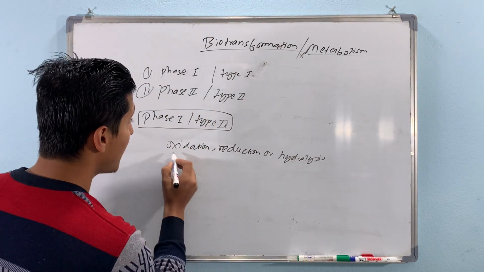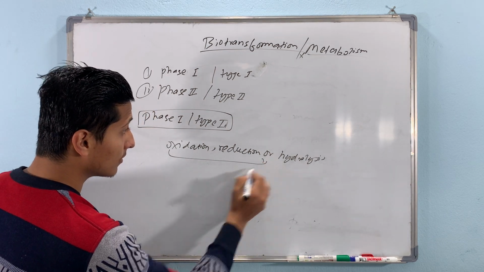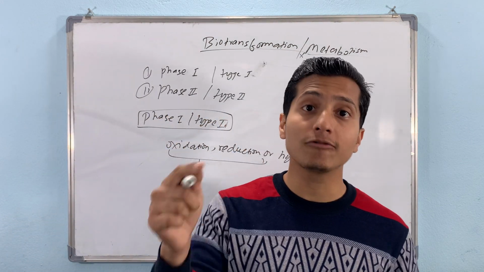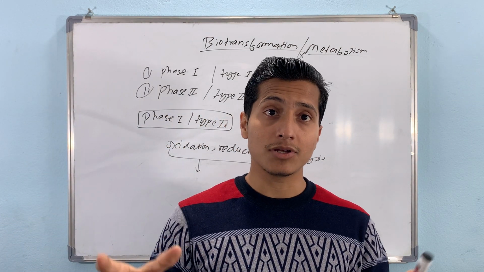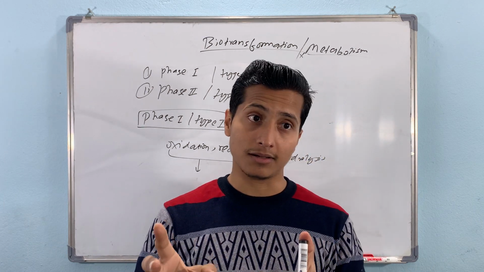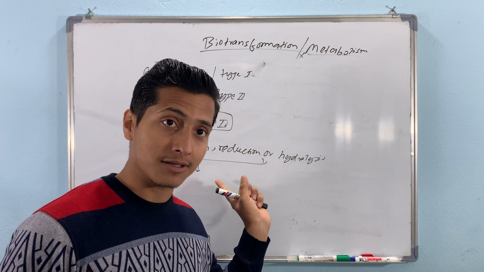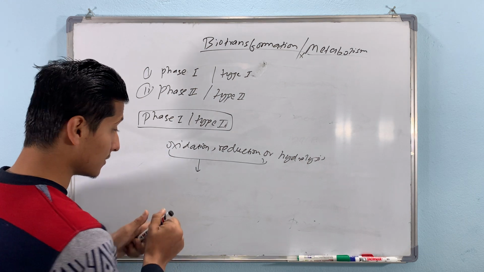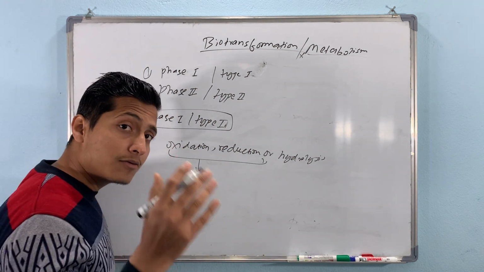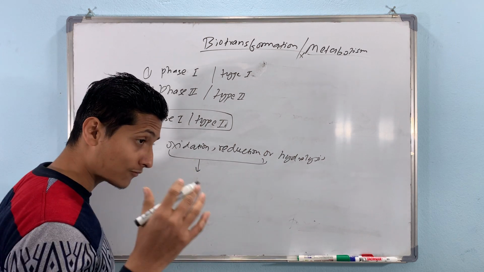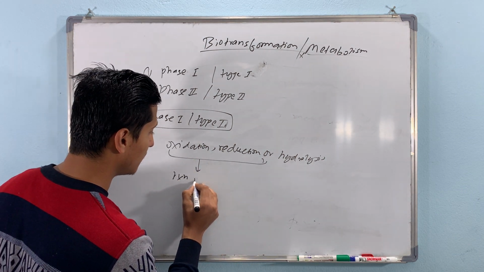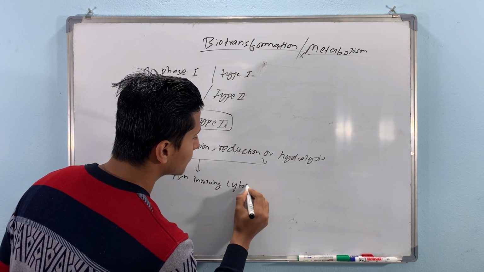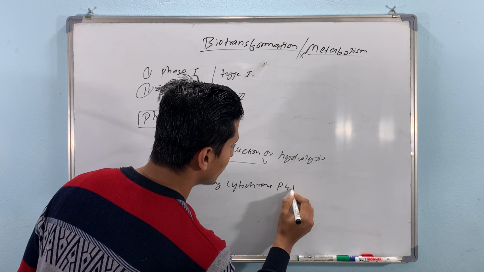So under this reaction, what are the reactions that involve reduction and oxidation? Basically, the reaction which involves oxidation also involves reduction. So oxidation and reduction, this redox reaction cannot be isolated. So whenever we talk about oxidation, reduction reaction also comes together. An example of these reactions can be the reactions involving cytochrome P450 enzymes.